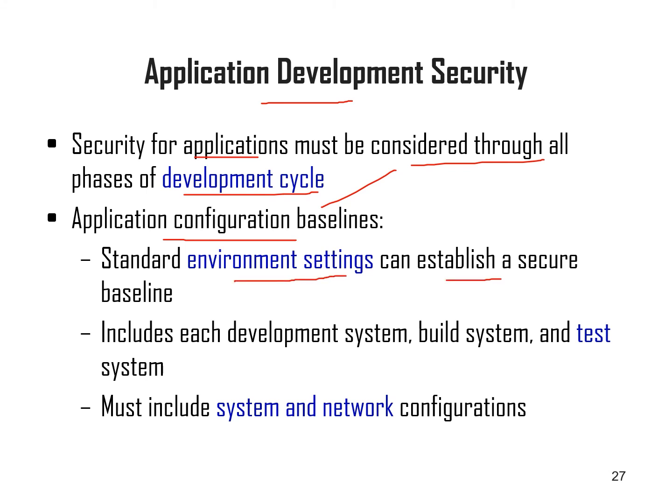A secure baseline includes each development system, build system and test system. Must include a system and the network configuration. So these are all the application configuration baselines. Standard environment settings can be established to secure a baseline. It includes each development system, a build system and a test system. So we have to give security at every phase: the development system, build system and the test system. Must include system and network configurations.